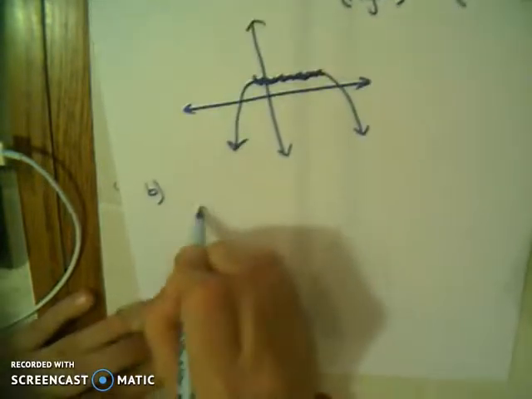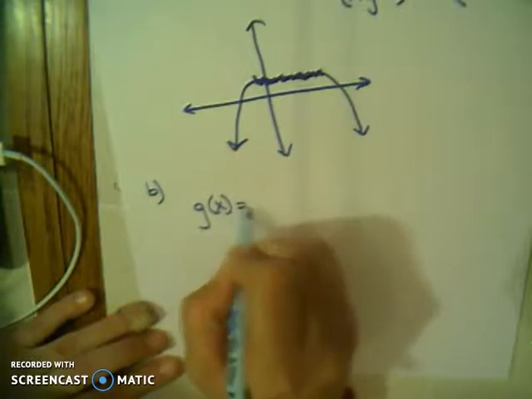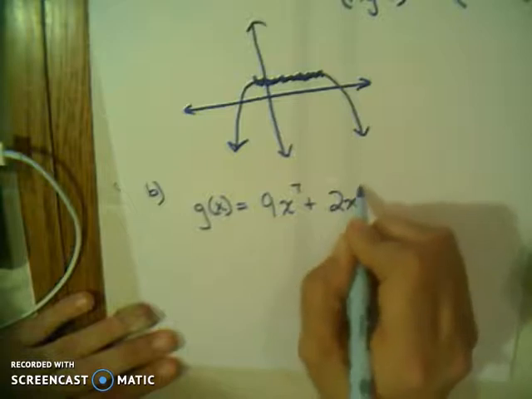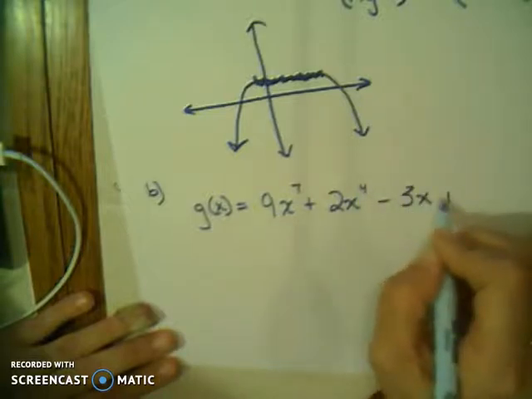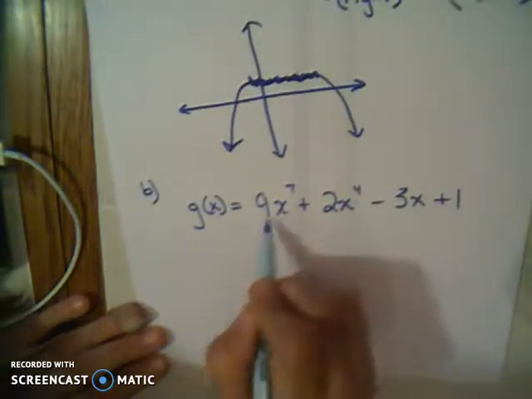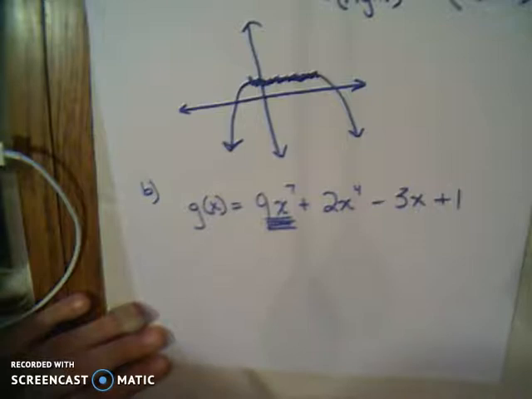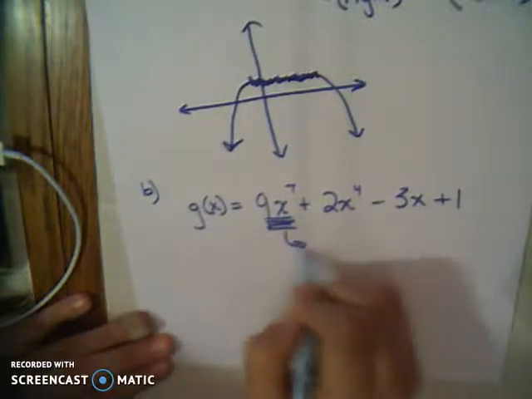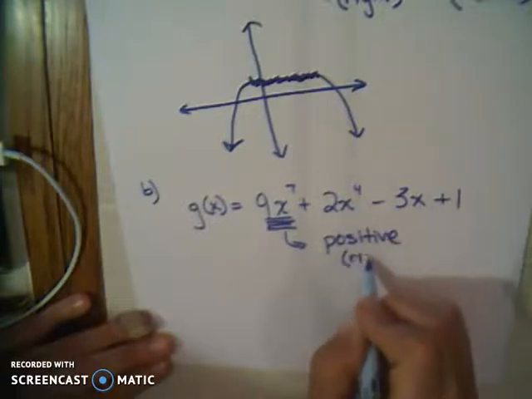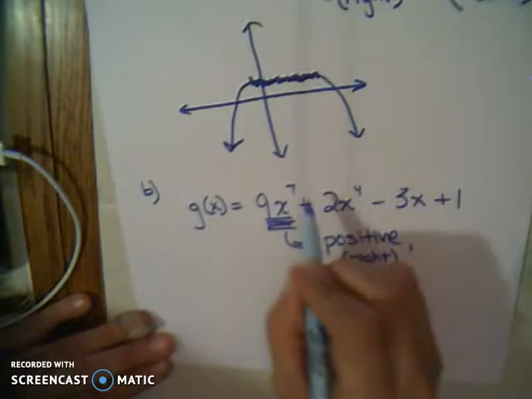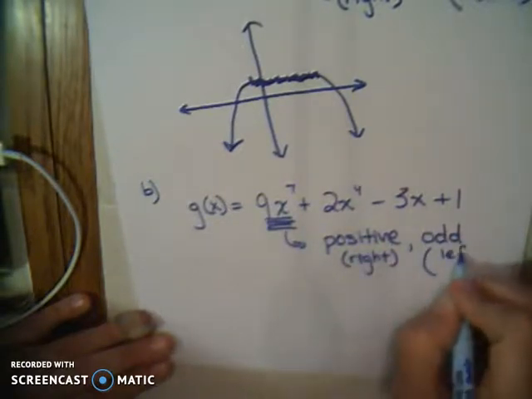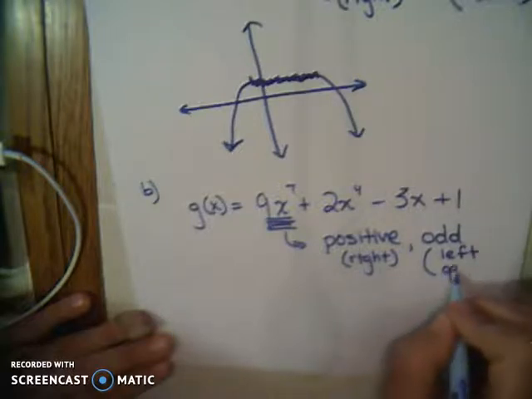And one more quick example. Let's do 9x to the 7th plus 2x to the 4th minus 3x plus 1. We want to know the end behavior of this graph, and the only thing we care about is that leading term. So that leading term has a positive coefficient, and that tells us what the right-hand side is doing. And it has an odd exponent, which tells us the left-hand side is doing the opposite.